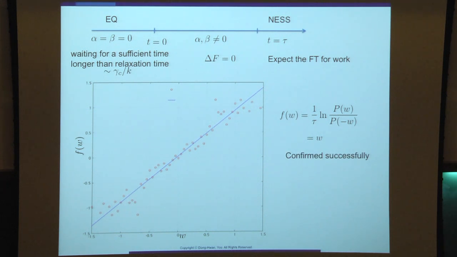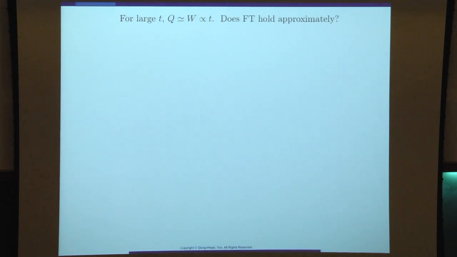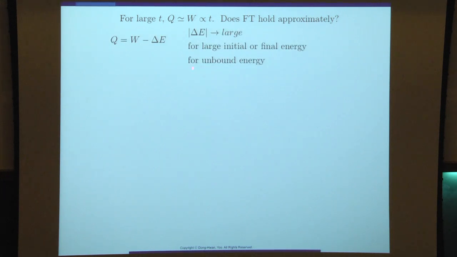And the next question is: for large t, one can say that Q and W are proportional to t. That means maybe the fluctuation theorem for heat, as well as for the work production, also holds approximately for a larger time. Is it true or not? The answer is no, because this equality only holds in the average sense. But in simulation, in every measurement, Q and W are not the same.